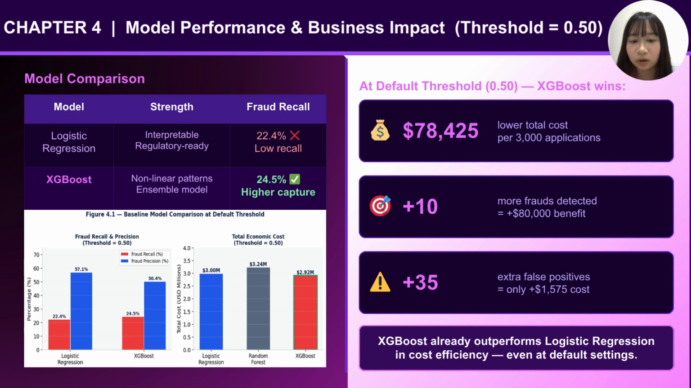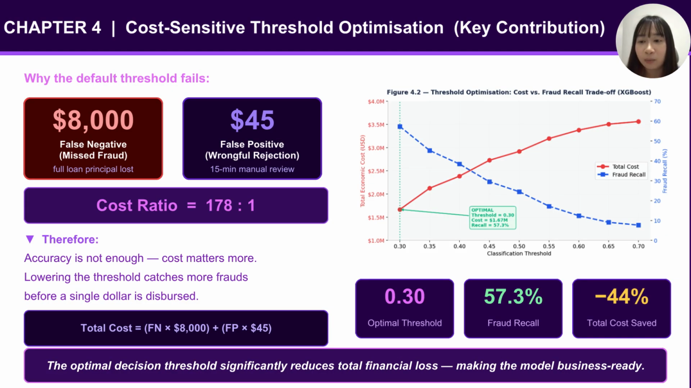switching to XGBoost. The normal threshold 0.5 treats every mistake the same, but they are not in this case. Missing a fraud means the bank will lose 8,000, but flagging a good customer wrongly costs only 45. The ratio is 178 to 1.